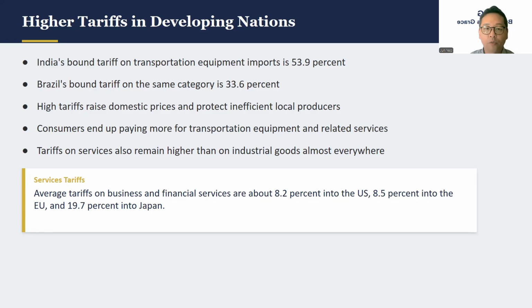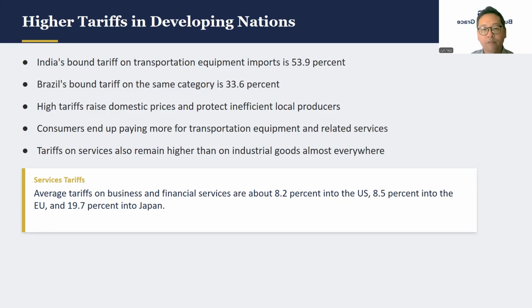But high tariffs raise domestic prices. They protect inefficient local producers instead of pushing them to improve. Consumers end up paying much more than necessary for transportation equipment and related services. It's not only goods that face this problem. Tariffs on services also remain higher than tariffs on industrial goods almost everywhere.